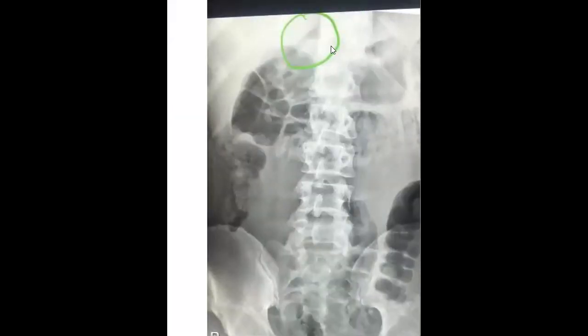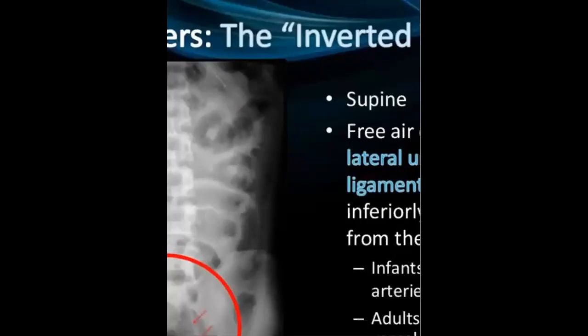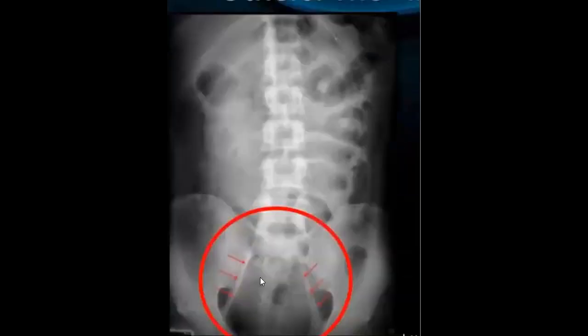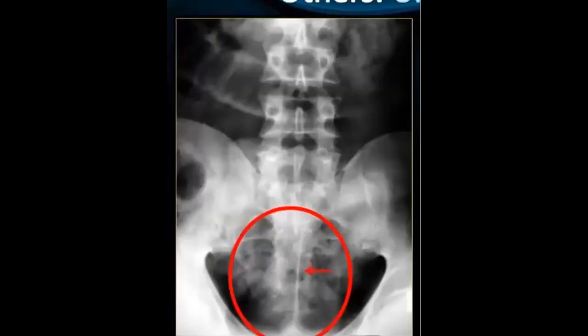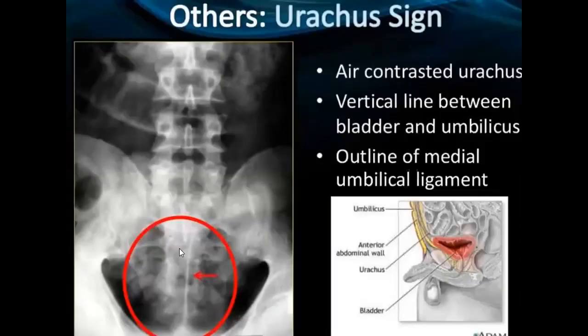Again, you know this, we mentioned it before, inverted V sign along the lateral umbilical ligaments. So free air along the lateral umbilical ligament. Again, pneumoperitoneum. Urachus sign, free air surrounding the urachus. So this is what is called urachal sign.